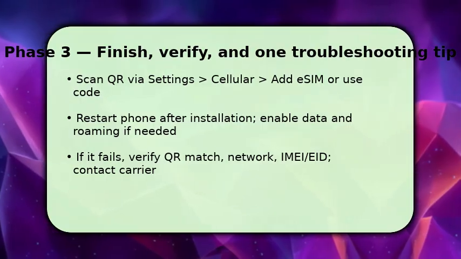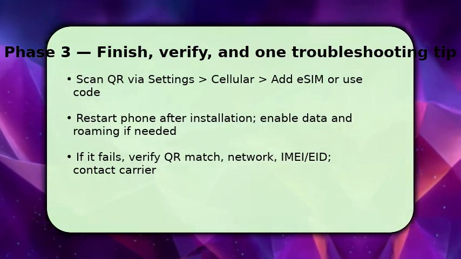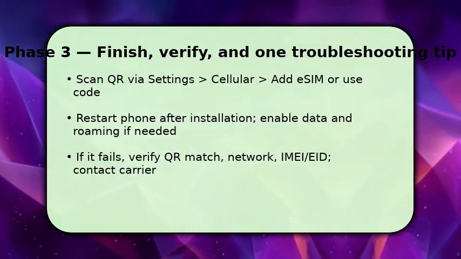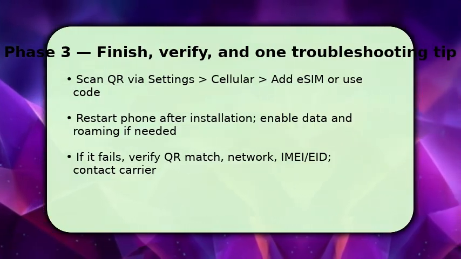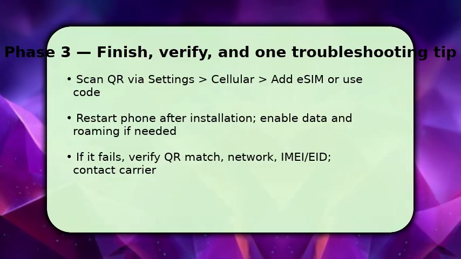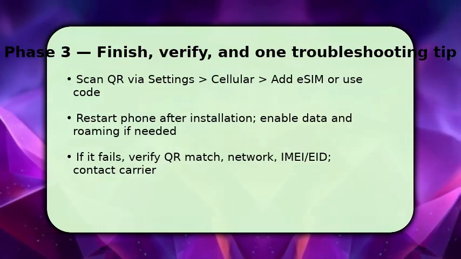If activation fails, check the QR matches the carrier message. Confirm IMEI/EID and that you have internet access, then retry. If problems persist, contact your carrier with the activation reference and ask them to regenerate the QR.